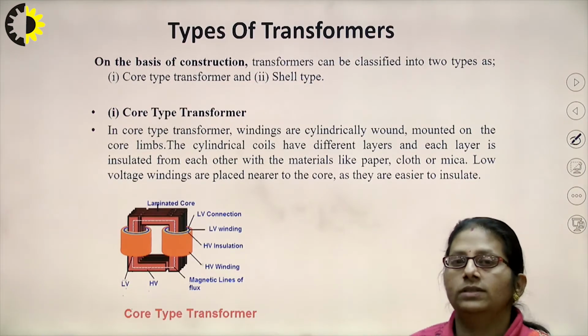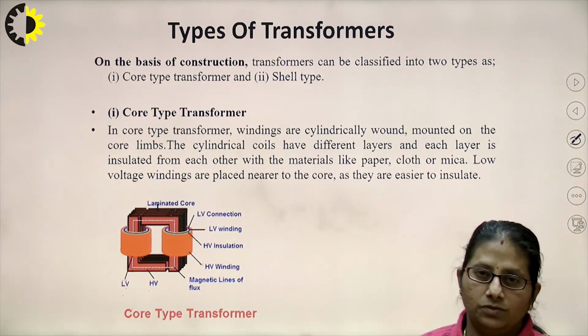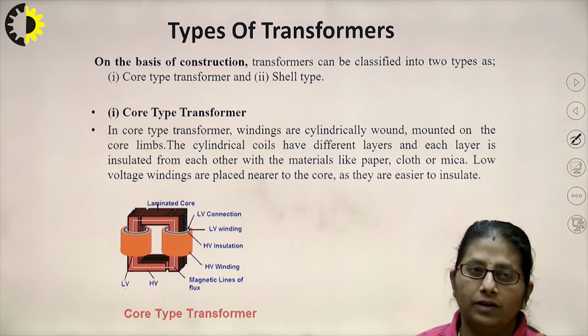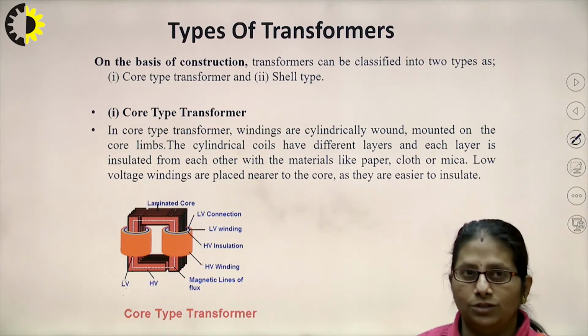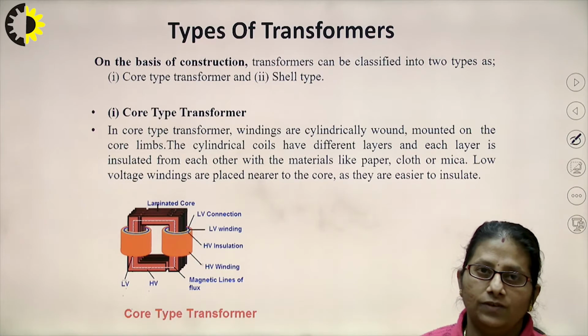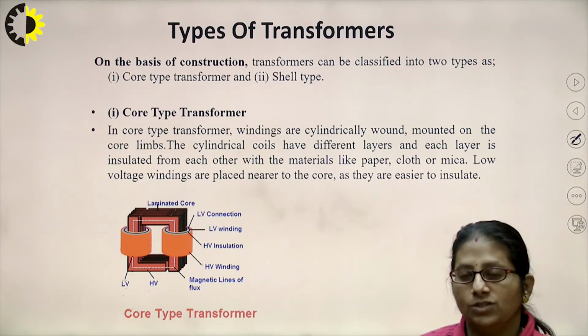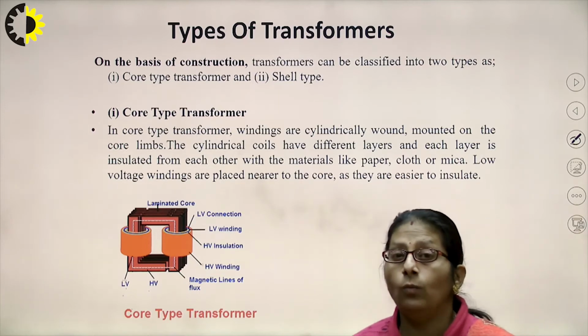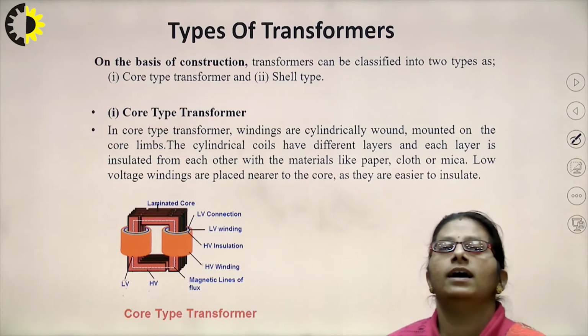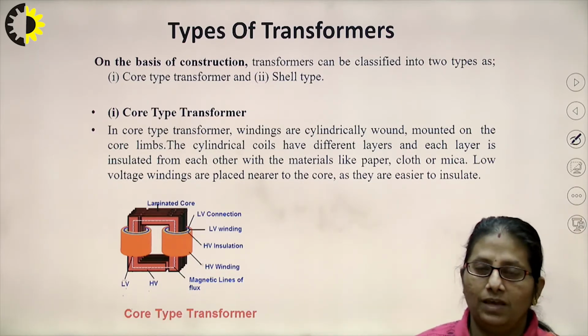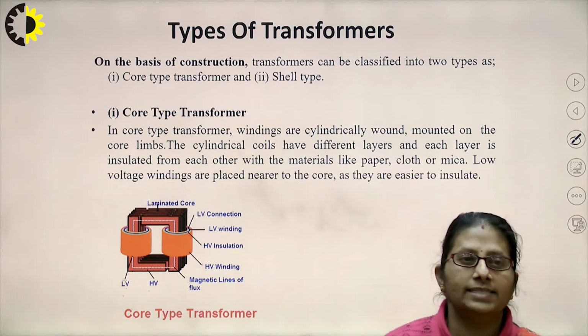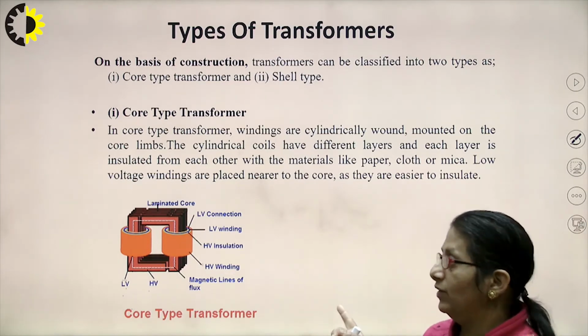Now, coming to the classification of transformers, how can transformers be classified? On the basis of construction, the transformer can be classified into two types. One is the core type transformer, which is the general kind of transformer we see or study, and the other kind is the shell type. Now, what is this core type transformer? As can be seen in the diagram itself.